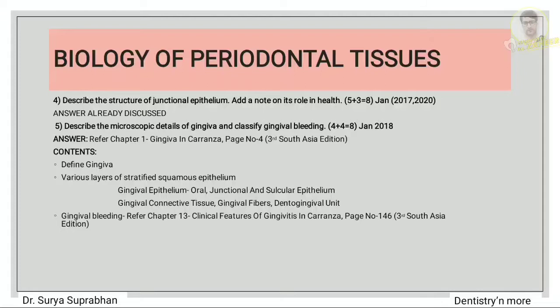So in the microscopic features, you have to write about the oral, junctional and circular epithelium, and also about the gingival connective tissue fibers, and mention the dentogingival unit. Then coming to the classification of gingival bleeding, you have to refer chapter 13, clinical features of gingivitis in Carranza.